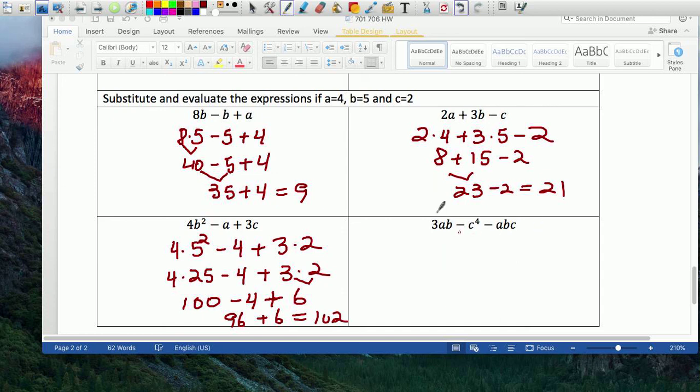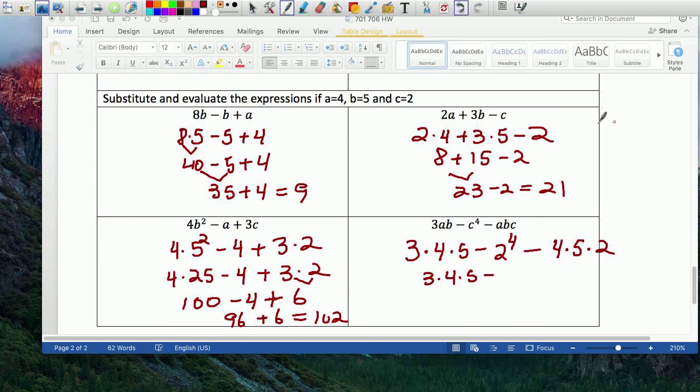On the right side, this one might be a little bit more work. So it's 3 times a, which is 4, times b, which is 5, minus c, which is 2, to the fourth power, and then minus a, which is 4, times b, which is 5, times c, which is 2. So let's take care of what? The unknown. So we have to take care of this guy. I'm not going to touch anything else. 3 times 4 times 5, not going to do anything. Minus, not going to do it.